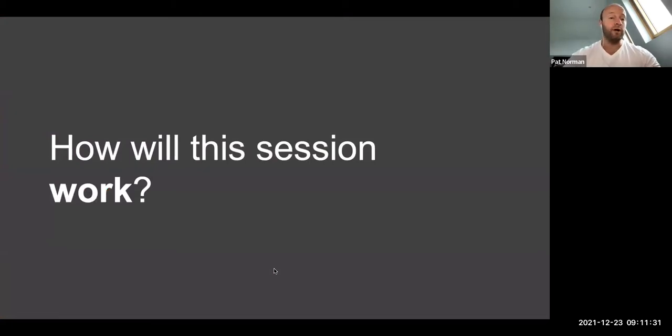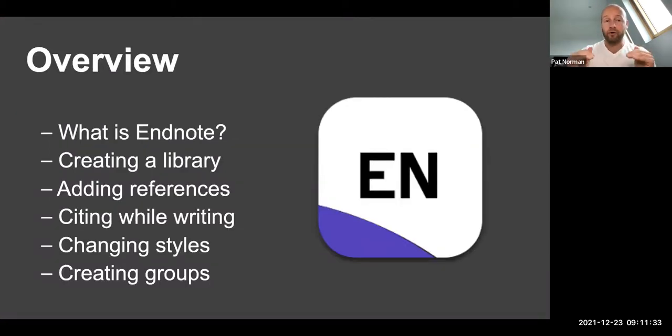So how this is going to work, we're going to go through an overview. So what is Endnote about? We're going to show you how to create an Endnote library, how to add references to that library, how to use the cite while you write function, how to change your style. So if you're using a different referencing style or you're switching from APA to Harvard or whatever, how you might do that. And how to create groups to manage your research.